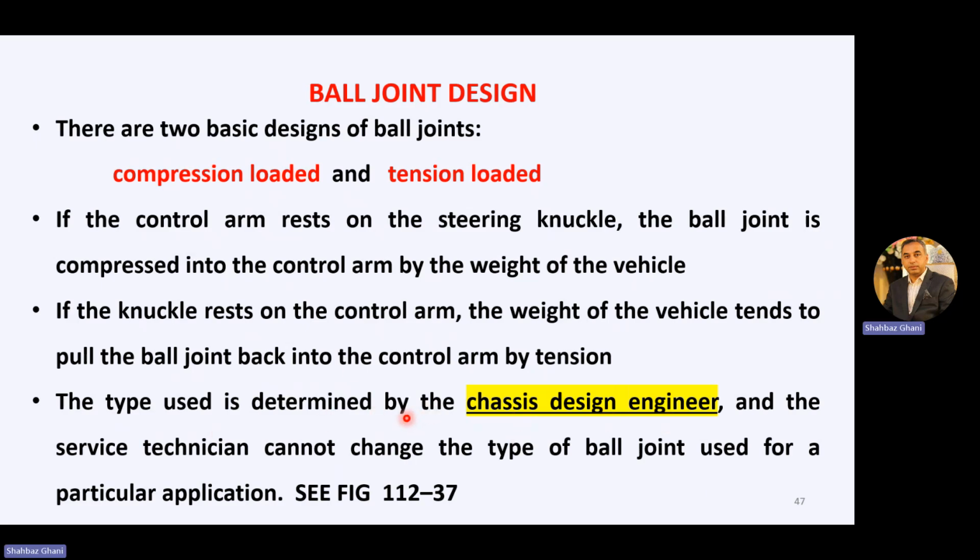Which type of ball joint we have to use, the compression loaded or tension loaded, it is the job of the chassis design engineer. And the service technician cannot change the type of ball joint used for a particular operation. Normally, when we take our vehicle to the mechanic for repair of the suspension or ball joints, they do some sort of local engineering, and that is not allowed because the chassis designer has calculated the values and then put in the compression or tension loaded ball joints. So the service technician cannot change that ball joint design applied there.